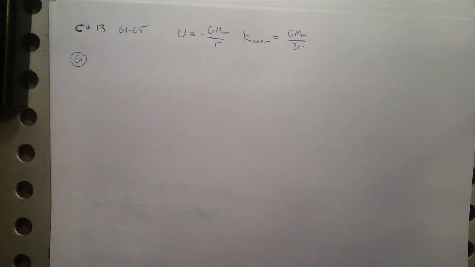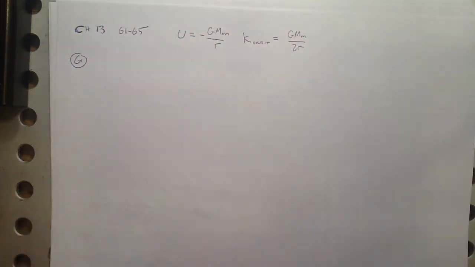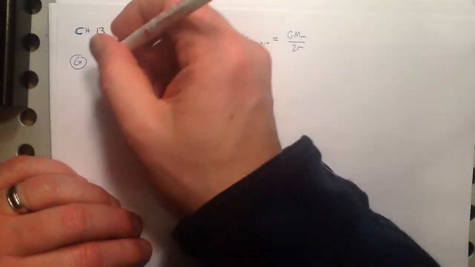Here's some problems from chapter 13 relating to the energy of things in orbit. Orbits and energy. So number 61: at what height above the Earth's surface is the energy required to lift a satellite to that height equal to the energy required for the satellite to be in orbit at that height?